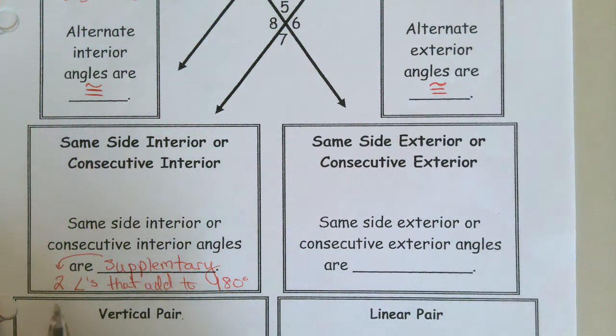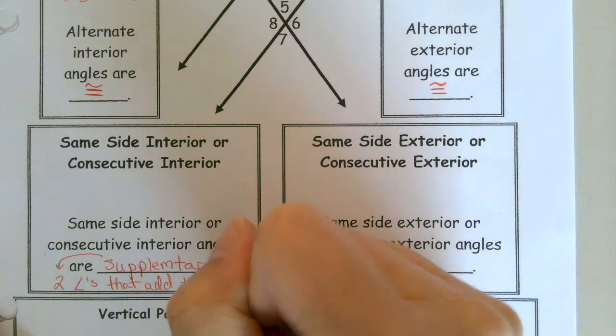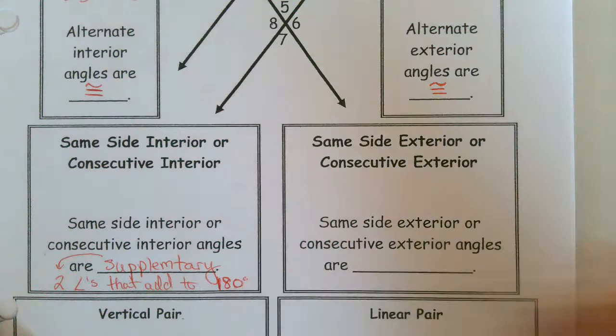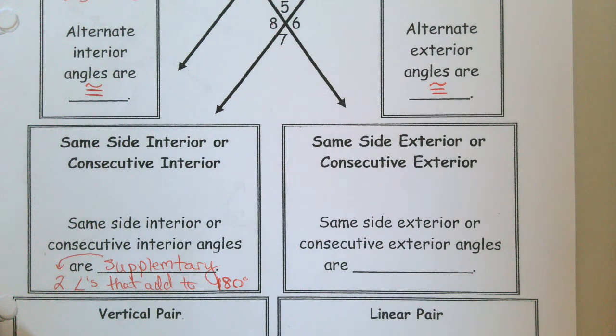So supplementary, two angles that add up to 180 degrees. Do you guys remember what it was when they add up to 90 degrees? We talked about it Friday. Those were the complementary angles, two angles that add up to 90.